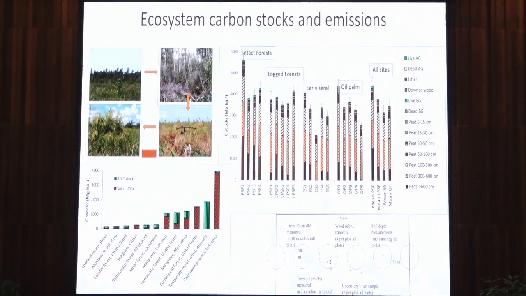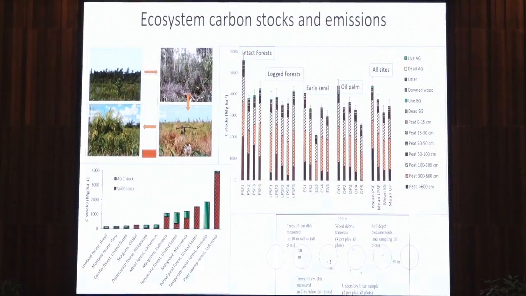You can see on the left-hand side the figure of the transition, land use change from intact forest into logged-over peat swamp forest, and then cleared by the people for agricultural activities as early seral, which will regenerate to forest if it is left over. And then on the other side of the figure is the oil palm plantation, young smallholder oil palm plantation. And from the comparison between ecosystems, we can see that there is a significant difference of carbon stock among these ecosystems.